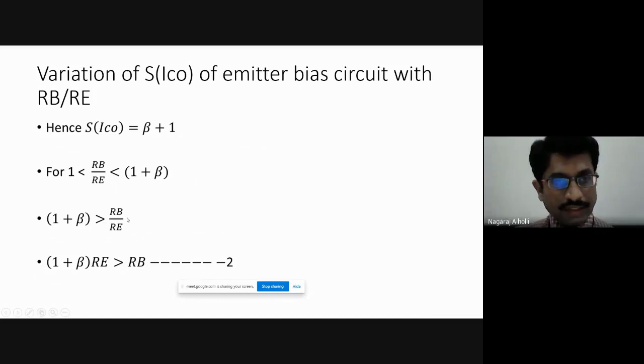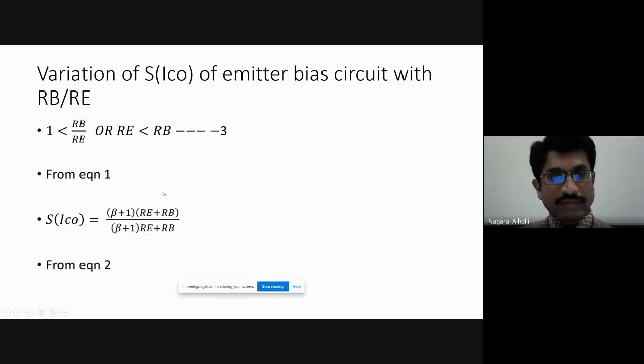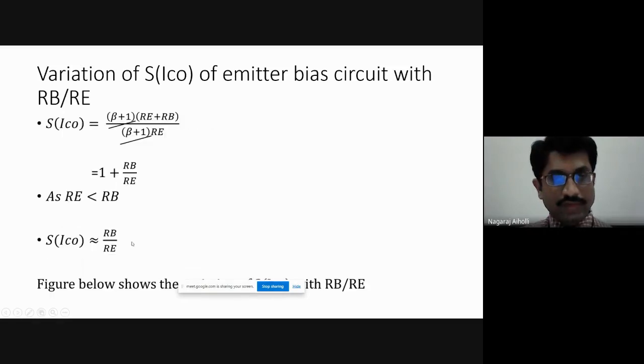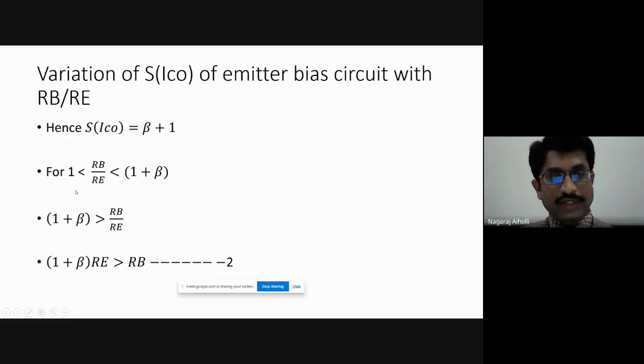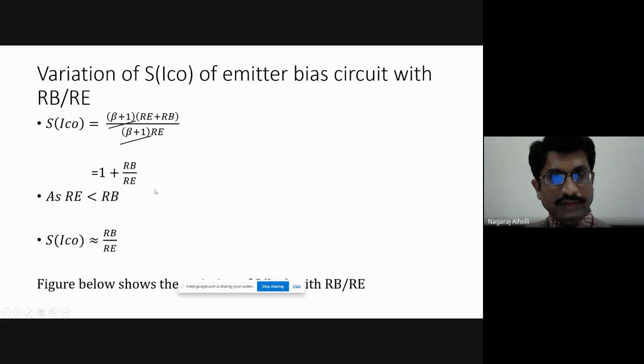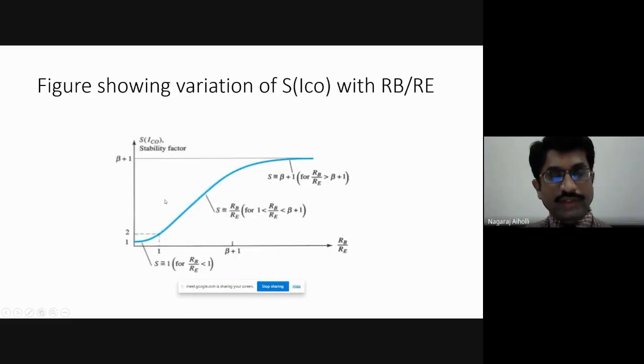Then the next consideration was RB by RE between 1 and 1 plus beta. When it is in between 1 and 1 plus beta, the equation that we arrived at was S of ICO is equal to RB by RE. This was the equation when the value of RB by RE falls in between 1 and 1 plus beta. Then we showed the graph of how the value of S of ICO varies with respect to RB by RE.